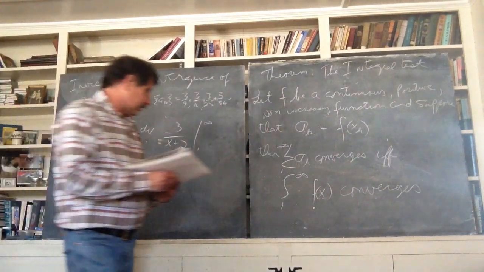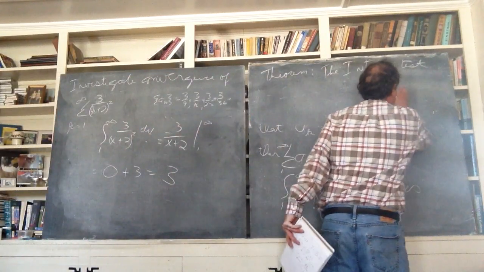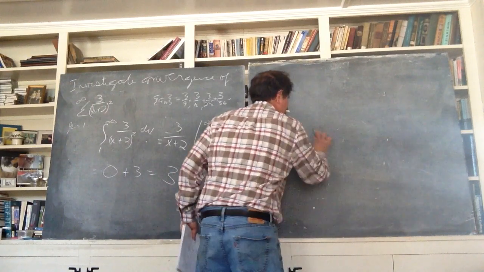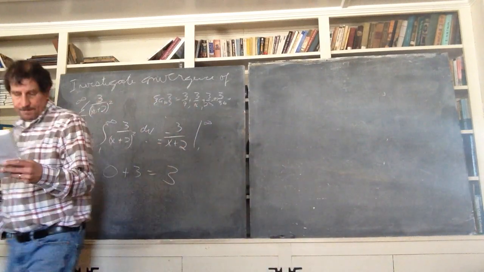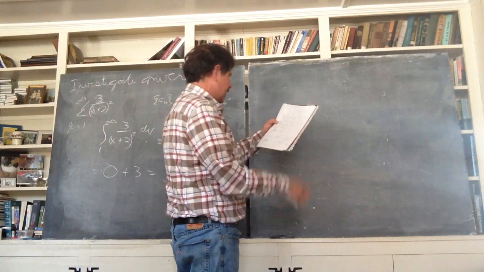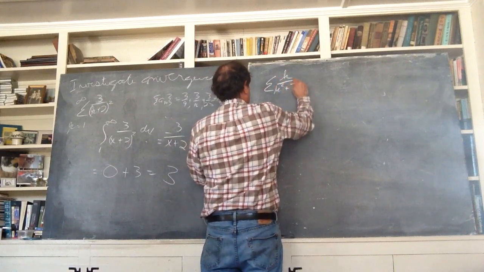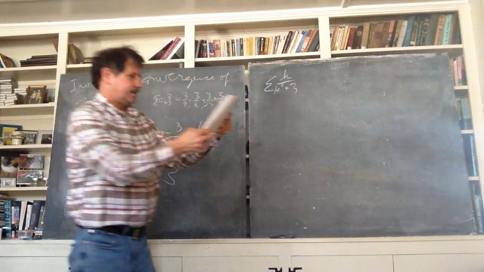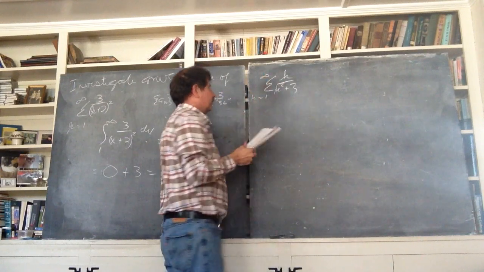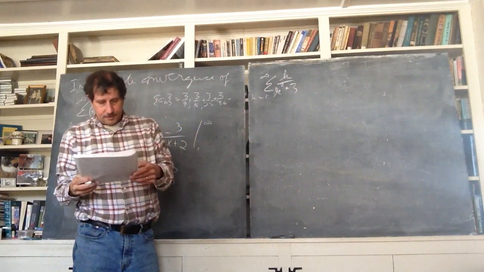How about another example? Over here, one that doesn't converge. Let's take the sum of k over k squared plus 3. Let's examine this. Investigate the convergence of this, k from 1 to infinity, of course. That's another k. Sorry about that.